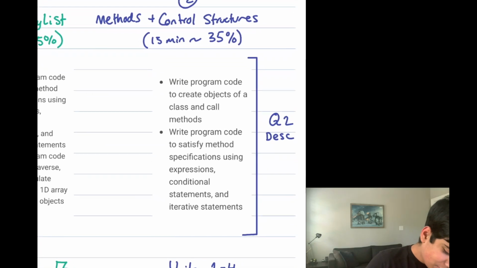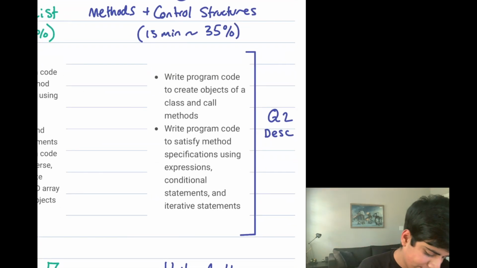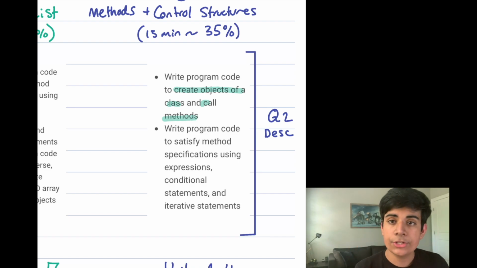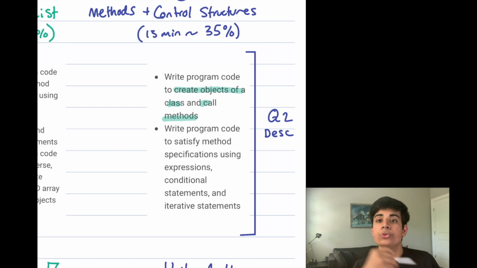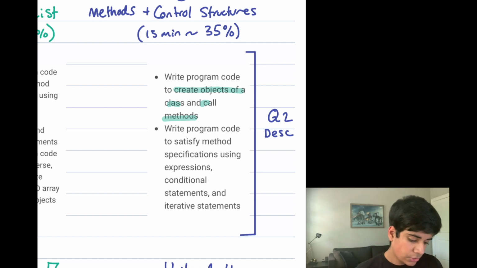All right, so anyway, back to the description for question number 2. It first says, write program code to create objects of a class and call methods. This is specifically Unit 2 material. When they say create objects of a class, it may mean that you will have a class provided for you, and you should be able to use the constructor to construct a new object of that class, as well as use methods and fields and all of those things. This is definitely important stuff to know. This first bullet point is generally Unit 2.